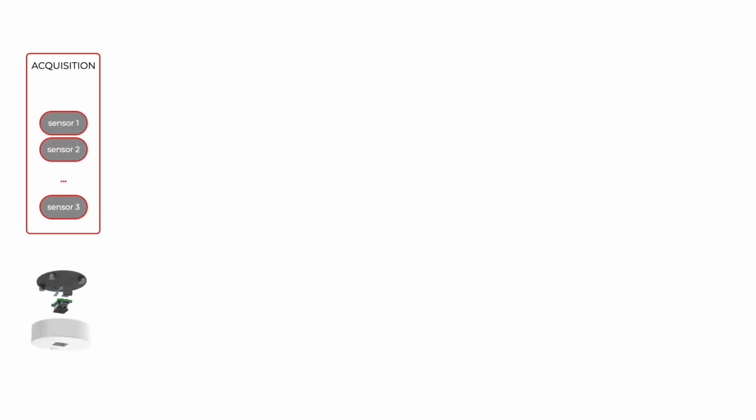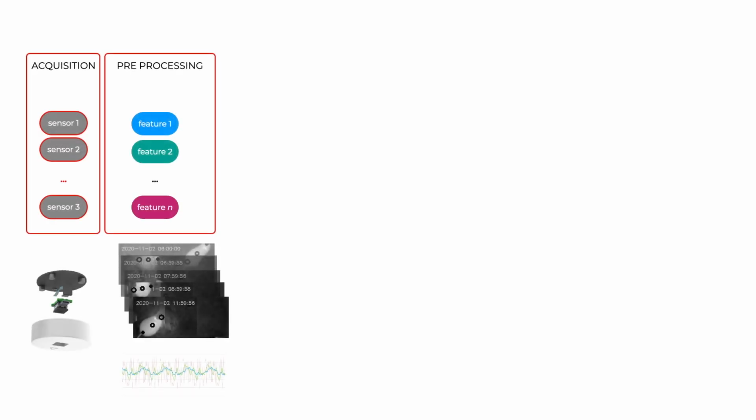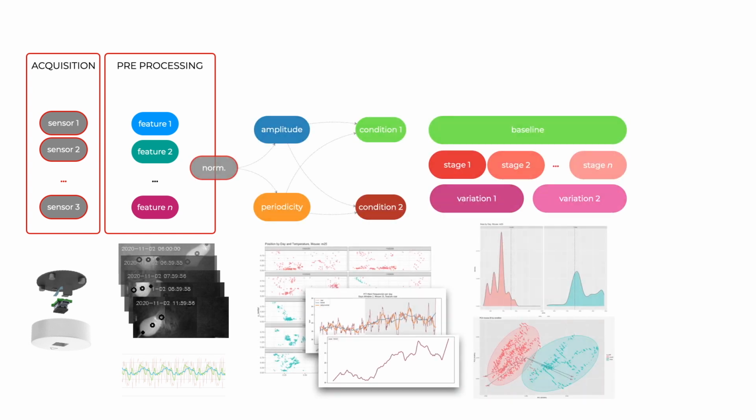Once the data is acquired from a sensor, it is separated into individual features, normalized, and prepared for comparison from user-generated metadata. To capture changes in amplitude and periodicity, we separate the trends into individual segments, which are compared to the baseline of the individual animal during the healthy stage before the start of the experiment.